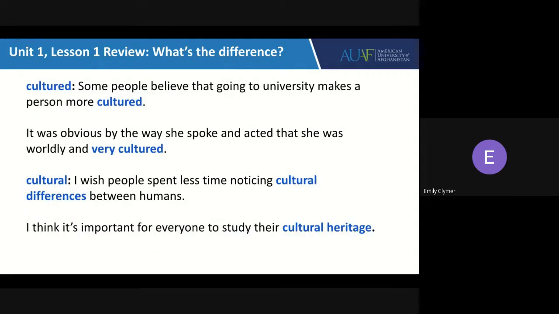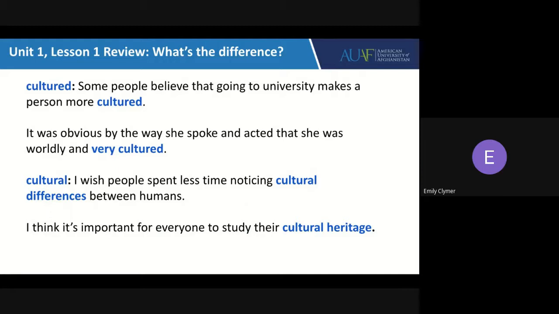And in case you were wondering how to use cultured versus cultural, in this first example, some people believe that going to university makes a person more cultured. A little reminder, we don't refer to a person as being cultural, but we do refer to them being cultured if we think they, again, are very educated, know a lot about the world.